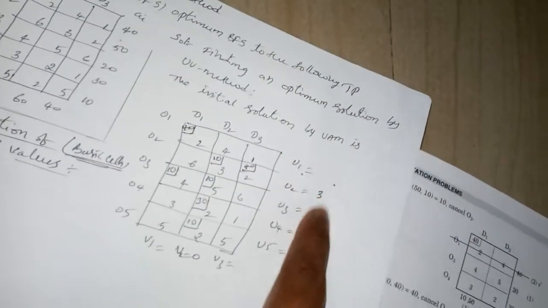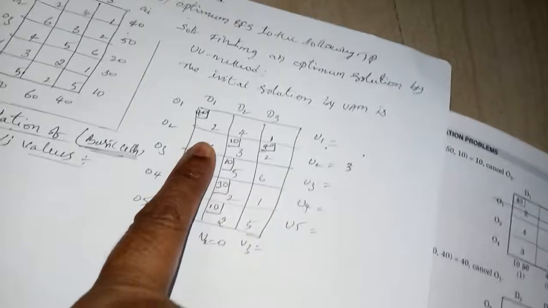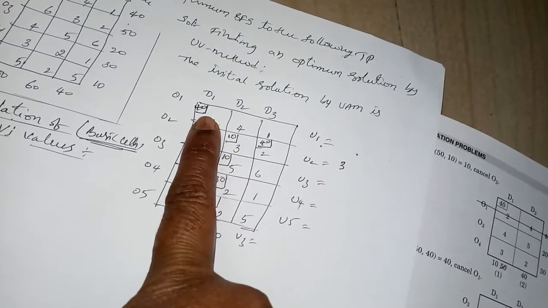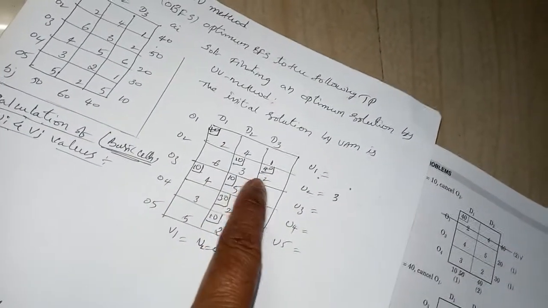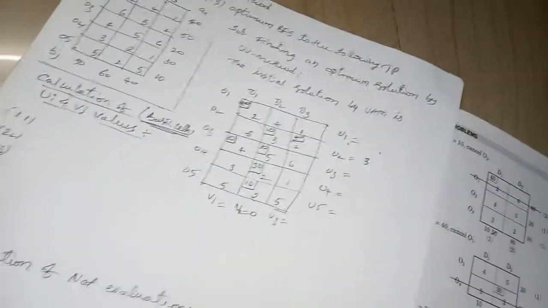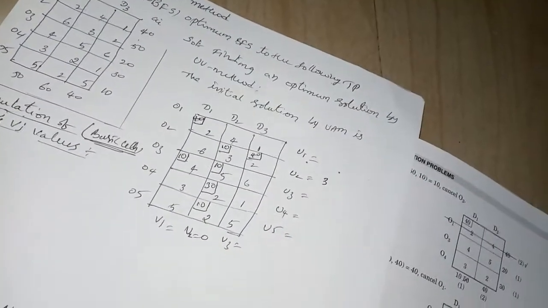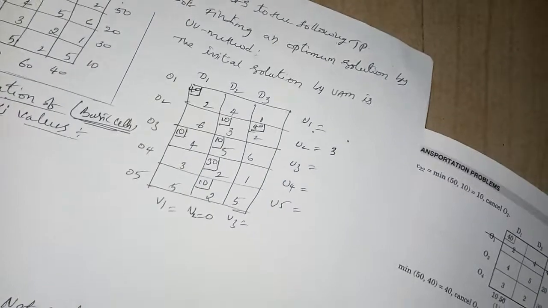Then how to get the Ui and Vj values? There is a simple technique. You can arbitrarily select a Ui or Vj value as 0, but a simple technique is by observing here. Row wise there are single basic cells and two basic cells; column wise 2, 1. By observing the second column, you have 4 basic cells in it, so we can give priority to that. Otherwise, you can select arbitrarily. Based on that option, I am taking V2 equals 0.